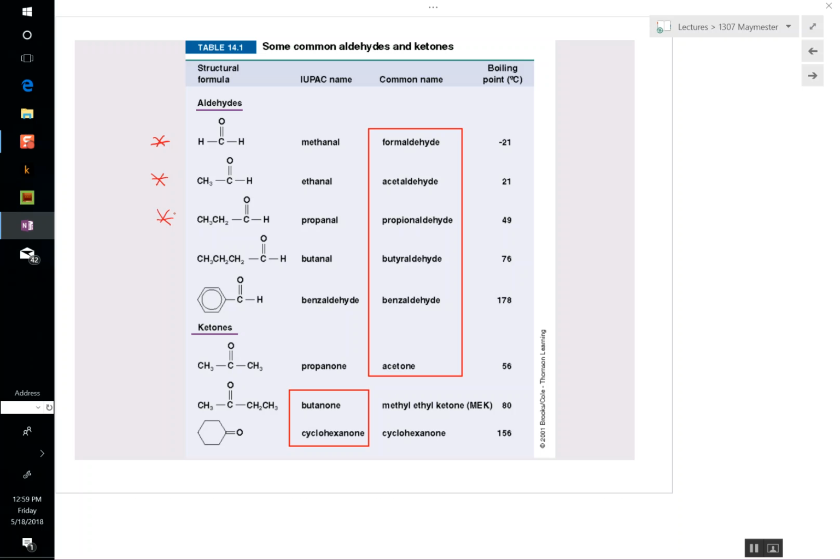Butanal is, what, are you going to have to learn all of these? Maybe. Butanal is butyraldehyde. Butyr. Okay, that you should, butanal, B-U-T. The common name is butyr, B-U-T-Y-R. Butyraldehyde.